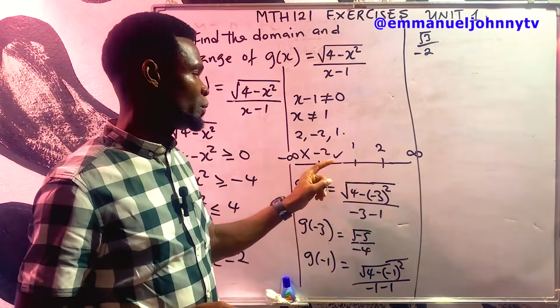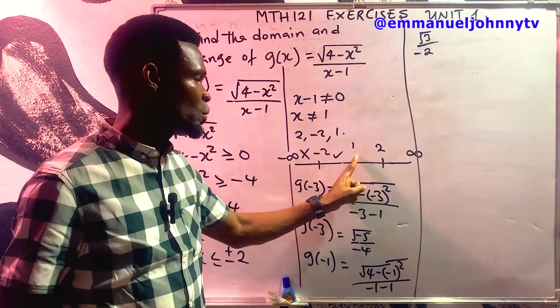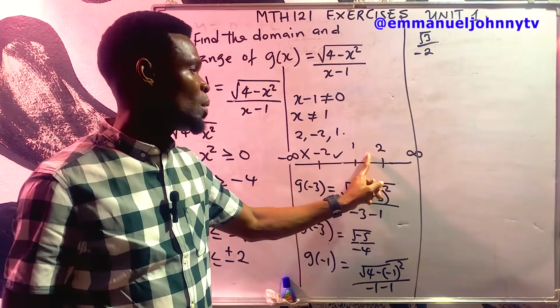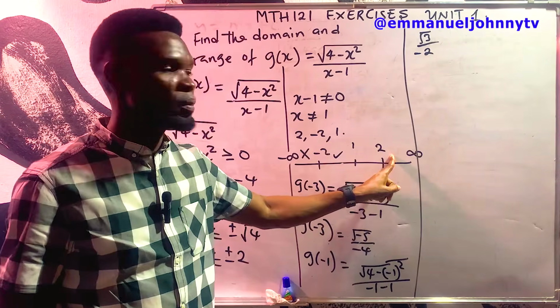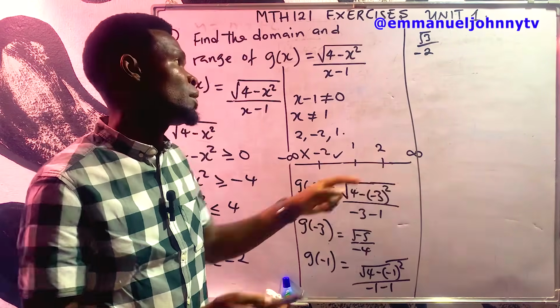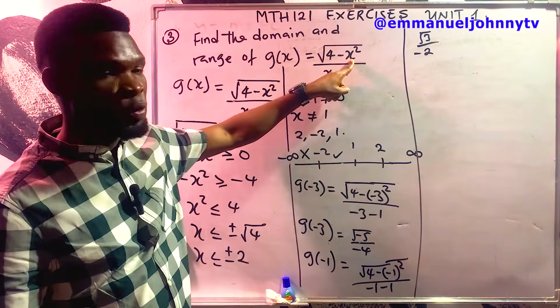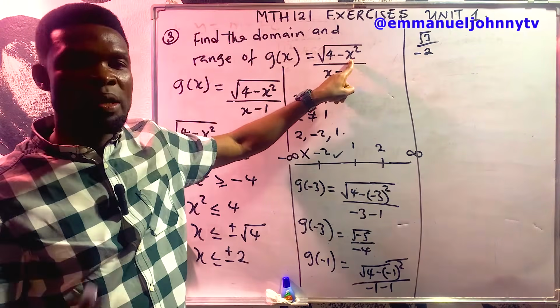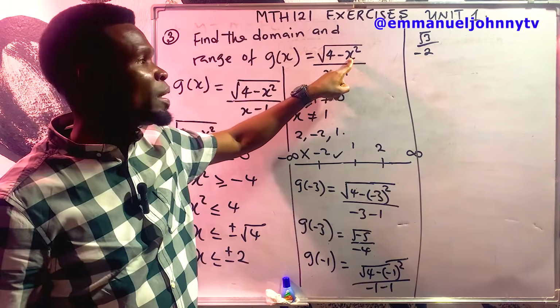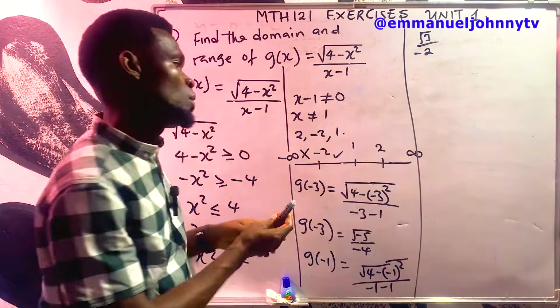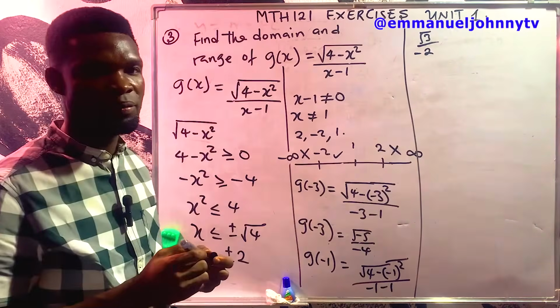We have 1 and 2. Of course, between 1 and 2, there is nothing to pick there. But here you can pick a number, say after 2 you have 3. So let's pick 3. If you pick 3 and substitute here, 3 squared will give you 9. 4 minus 9 will give you minus 5. So this region is not defined.